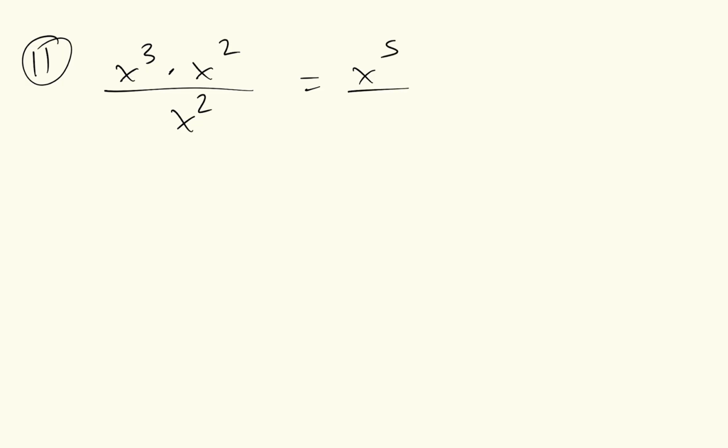Now let's try some division. Let's do x cubed times x squared over x squared. Now if we were to simplify this first, we would get x to the 5 on top, over x squared. And that makes it a lot easier because we know how to do this. So it's simply just x to the 3.